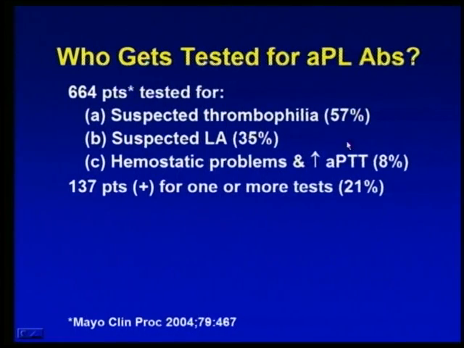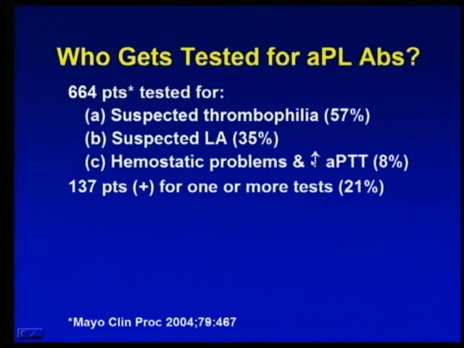And a little over half of the patients had a suspected thrombophilia, referring to a primary hypercoagulable state. About a third of the patients had some reason to suspect a lupus anticoagulant, most likely due to a prolonged PTT. And in a small percentage of these patients, they had a prolonged PTT, but there was concern about bleeding complications. Out of all of these patients, about 20% or so, 137 patients, ended up having a positive antiphospholipid antibody assay, either anticardiolipin or anti-beta-2 glycoprotein 1 or a lupus anticoagulant.